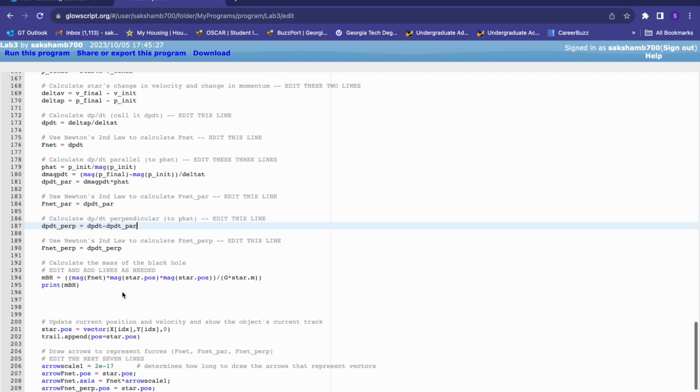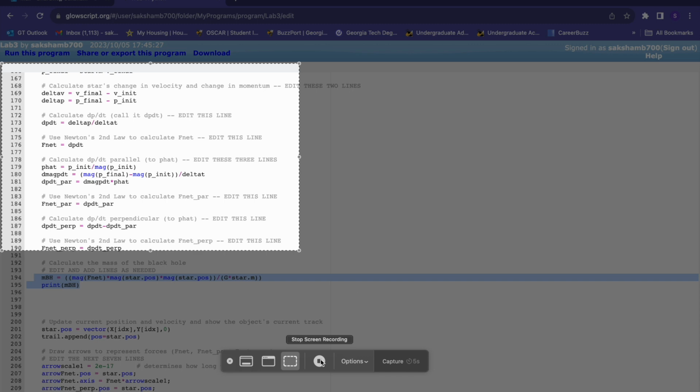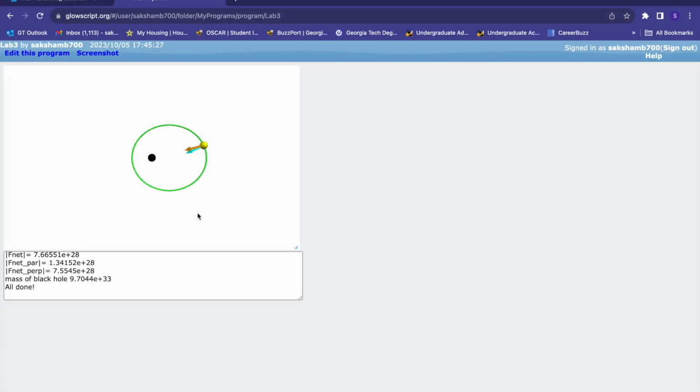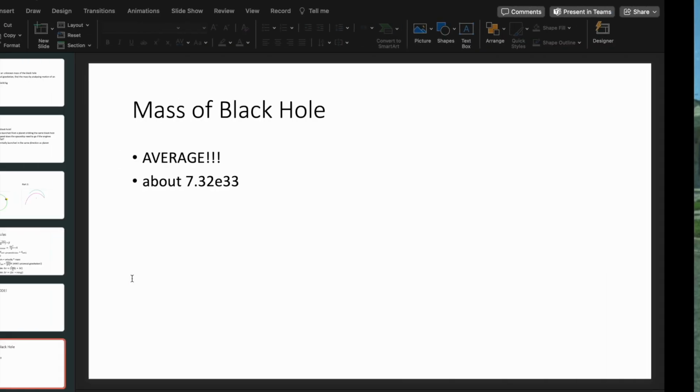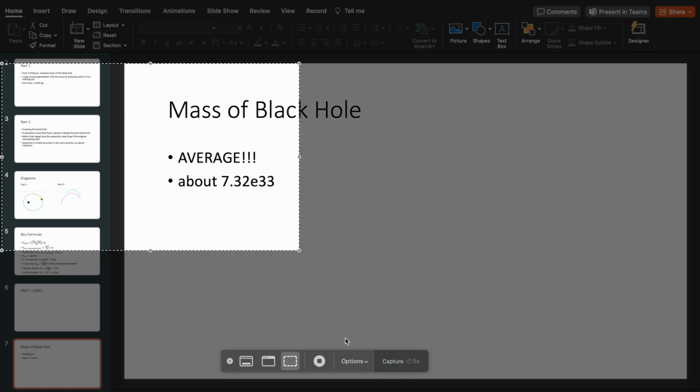Wow, that's a mouthful. And here is the mass of the black hole. That is done using the universal gravitation law, manipulated so we solve for just the mass of the black hole. The star completes a full orbit around the black hole, and for every instance of time, it spits out a different value for the mass. So the way I got the mass of the black hole is I just averaged all those, and that's about 7.32 E33.